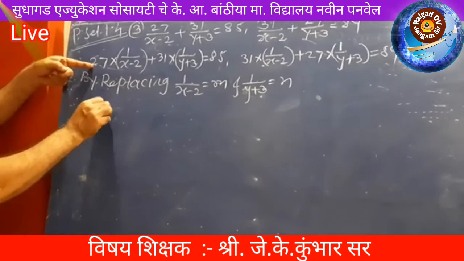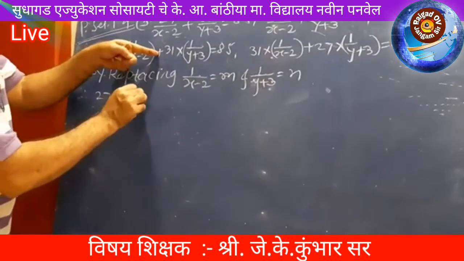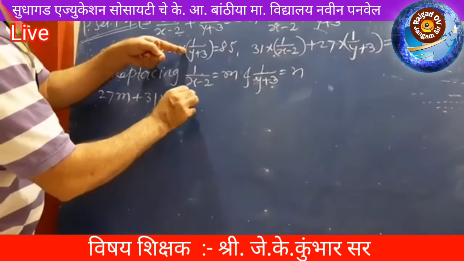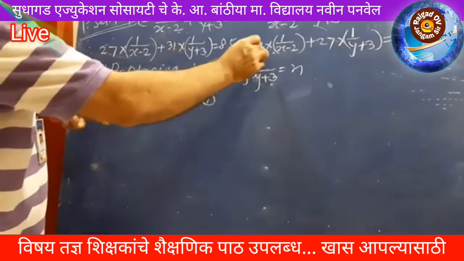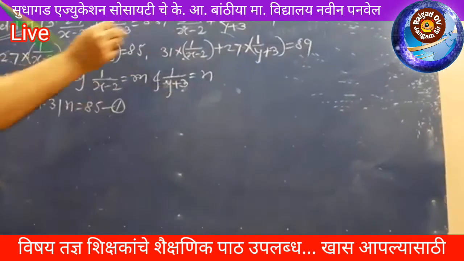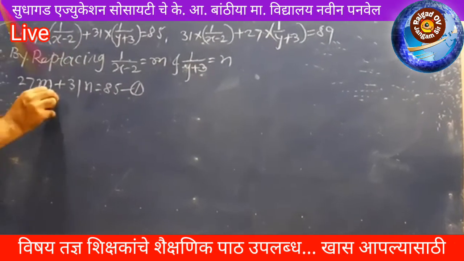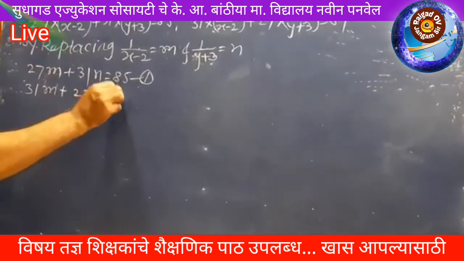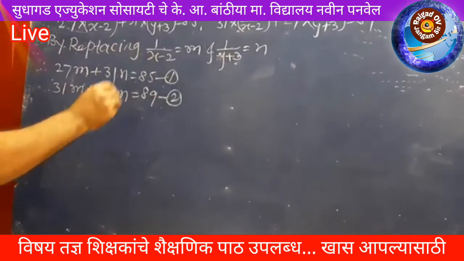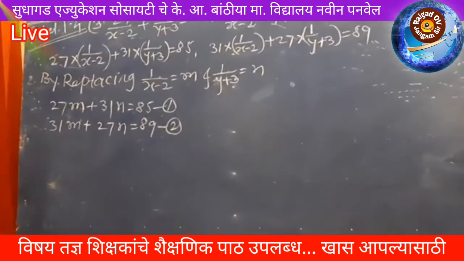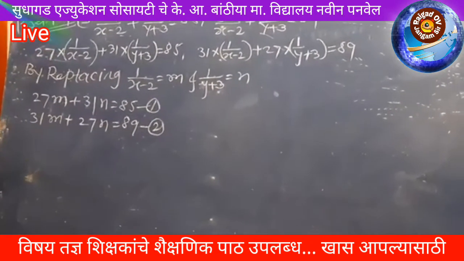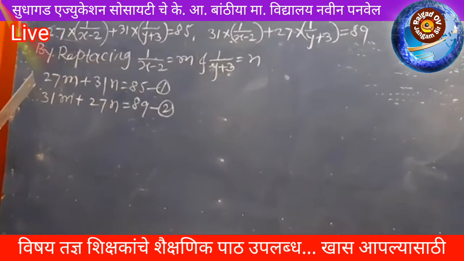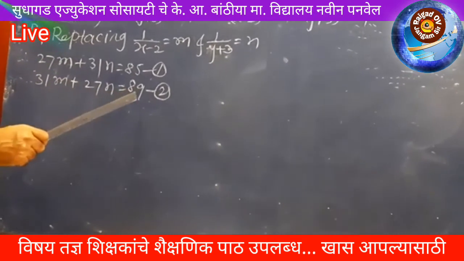Therefore 27m plus 31, 1 upon y plus 3 is n, that is 31n is equal to 85, equation number 1. Similarly here 31m plus 27n is equal to 89, equation number 2. Now see these equations. 27m plus 31n is equal to 85 and 31m plus 27n is equal to 89.